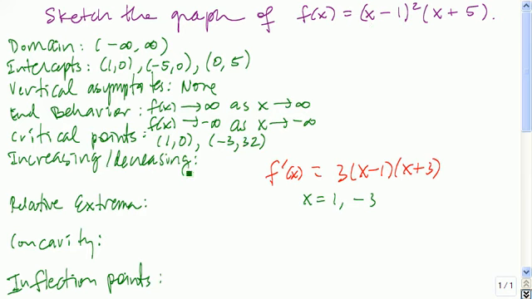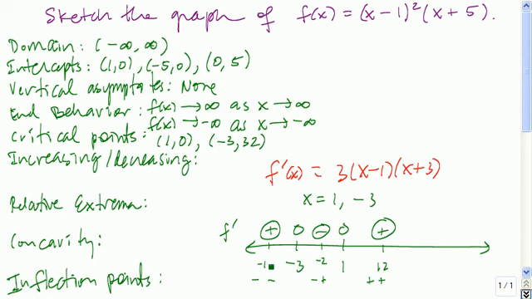Okay, now we need to talk about the increasing decreasing behavior, so we need to make a sign chart for f prime. So we put these spots, 1, where f prime is 0, and negative 3, where f prime is 0. And we choose test points to figure out whether f prime is positive or negative in between. Okay, if we choose these test values down here, we get this sign chart for f prime. So we see that f is increasing from negative infinity to negative 3 and from 1 to infinity, and it's decreasing from negative 3 to 1. Okay, so we just write down that information right here.